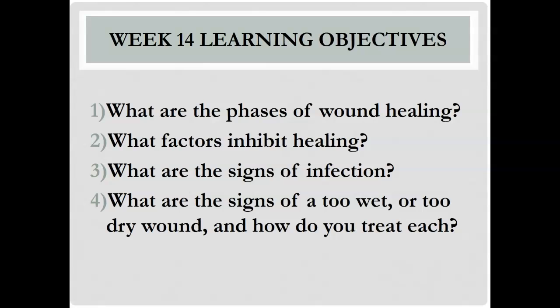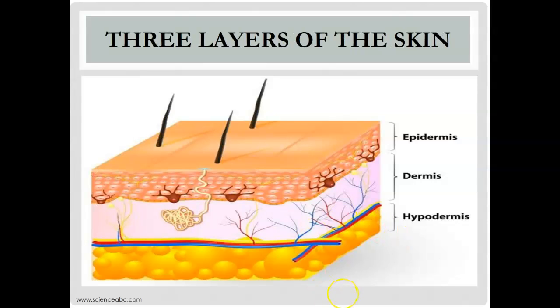Learning objectives. What are the phases of wound healing? What factors inhibit wound healing? What are signs of infection? What are the signs of a too wet or too dry wound? It's going to be a key concept here. If it looks too wet, too moist, especially right in the middle of the wound or the peri area, or it's just too dry, very dry, you have to balance it out so it's not too wet, not too dry. A big part of what you're doing in wound care.